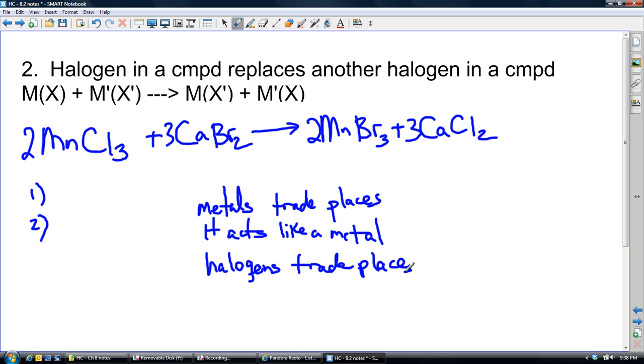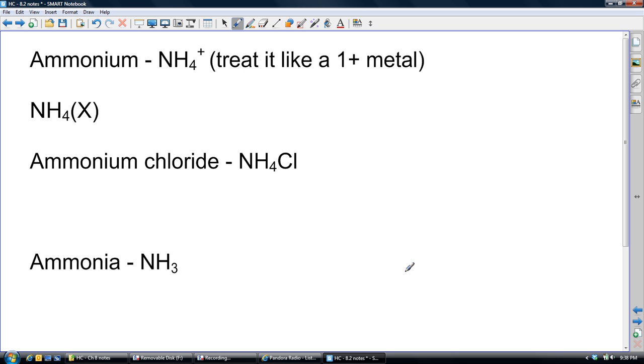Alright, so very last reaction. Oh, sorry, one more thing here before we get to this. You're going to see these terms, and sometimes they get confused, so I just want to remind you. If you see the name ammonium, remember this is the ammonium ion. It is not a standalone chemical. It is NH4 with a +1 charge. We treat this like a metal, like sodium. Okay? NH4 ends up being bonded to something else.